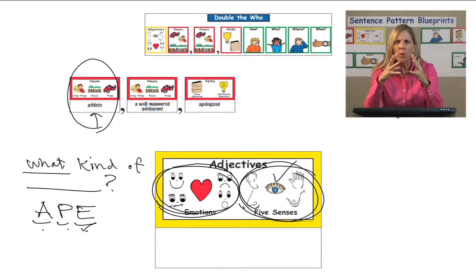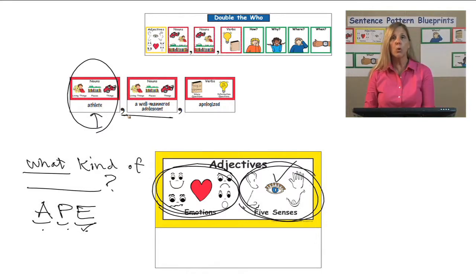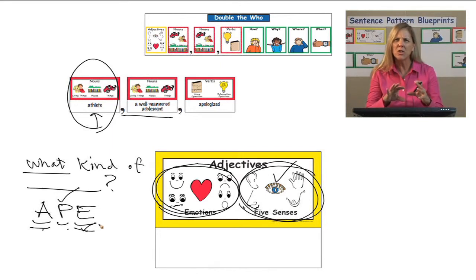Do I need to describe what this athlete looks like, his personality, or how he feels? What describing words are going to be the best that match this sentence? We already told what his personality is like, that he's well-mannered, in our appositive. So what do we have left? Appearance and emotion. I could say, the tall athlete, a well-mannered adolescent, apologized. But does that really matter, that he's tall? It doesn't matter if he's short or tall. That has nothing to do with this sentence.